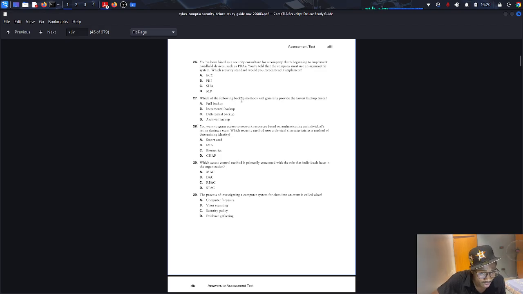Which of the following backup methods will generally provide the fastest backup time? Full backup, incremental backup, differential backup, archival backup. Incremental backup. I don't know. I feel it is incremental backup.